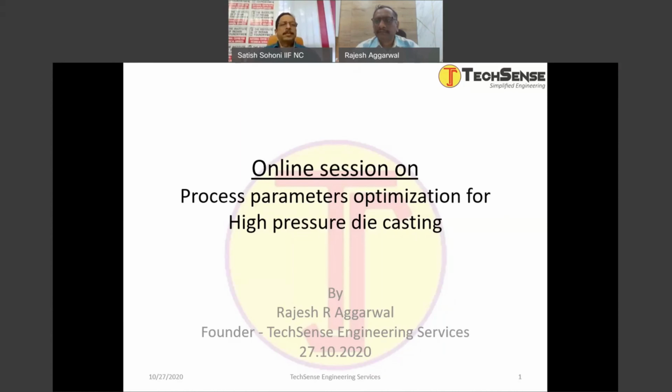While working in the industry, he was the recipient of Best Casting Award in ELICOS 2010 and NADCA 2011 International Die Casting Design Competition Award. Presently, he is based in Pune and providing consultancy, training and design services through his own venture, TechSense Engineering Services, to various OEMs, Tier 1 and Tier 2 die casting foundries.